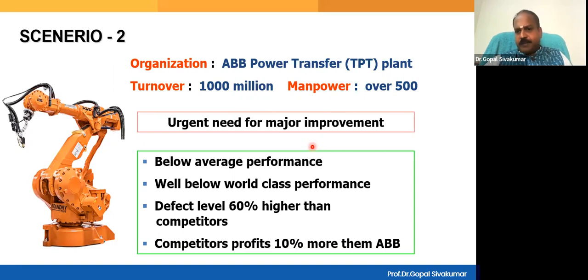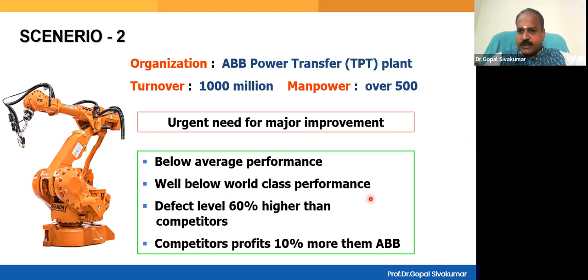This is ABB, a company called Asia Brown Boveri. They were into robotics and heavy electric equipments. And their reason for adopting Six Sigma, urgent need for improvement. They realized, who realized? The top management realized, right? And how did they understand? See here, their performance is below average. Their performance is not bad. You need to understand, even if your company is doing extremely good, still there can be an opportunity for improvement. They are well below the world-class performance.